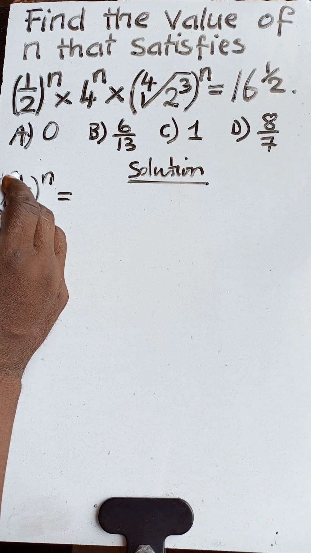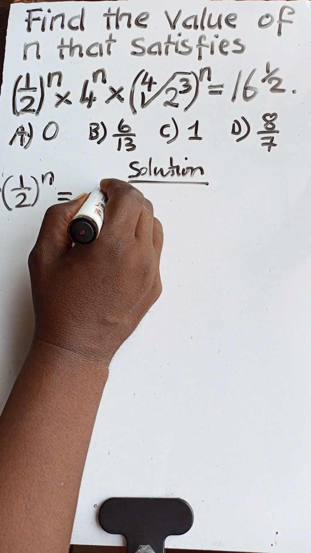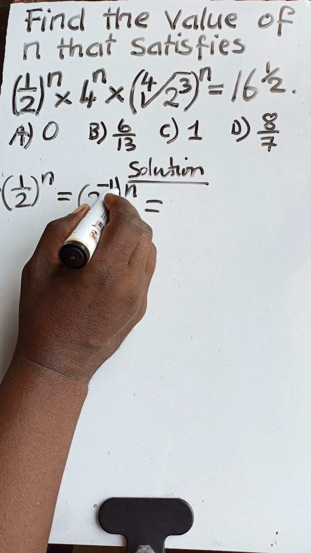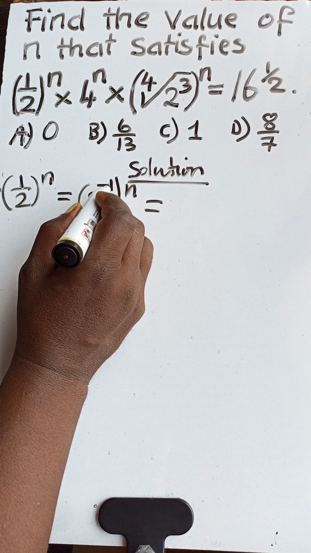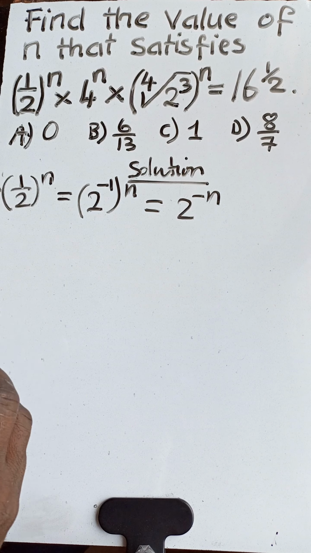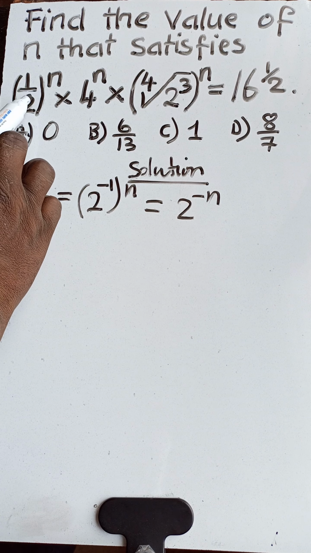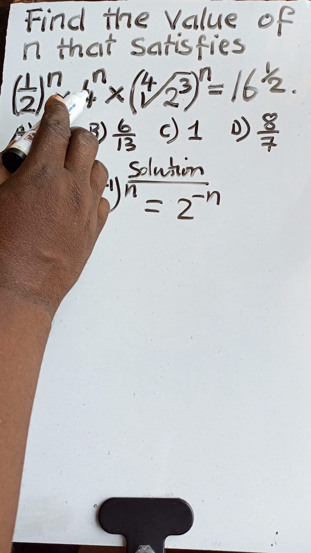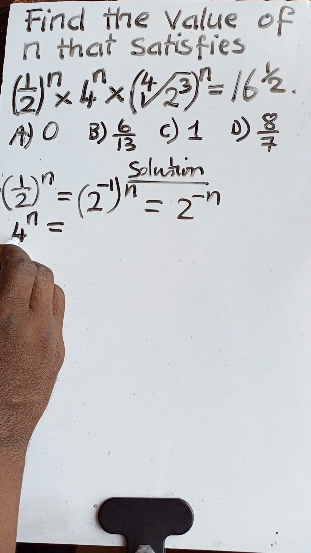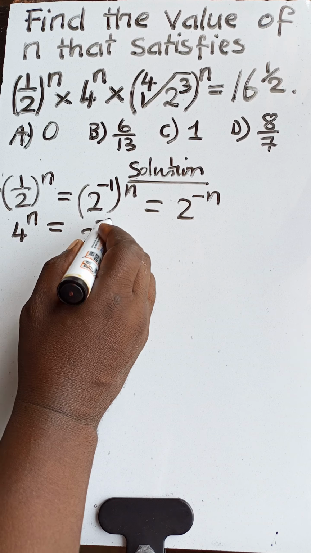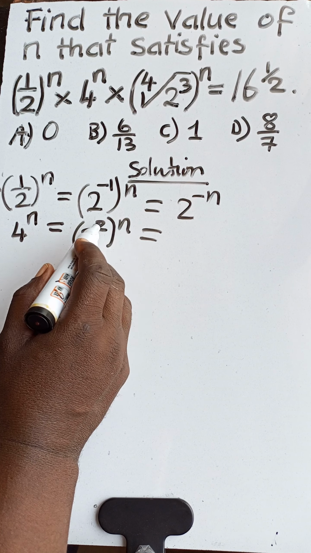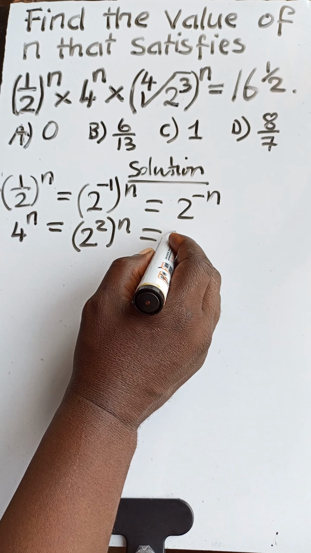From the laws of indices, 1 all over 2 is the same as 2 to the negative 1, raised to the power n. We multiply the powers: negative 1 multiplied by n becomes 2 to the negative n. All right, so this first expression is 2 to the negative n. Let's take the second one, 4 to the power n. 4 we know is 2 squared, raised to the power n. That means we multiply out the powers. 2 multiplied by n is 2n.